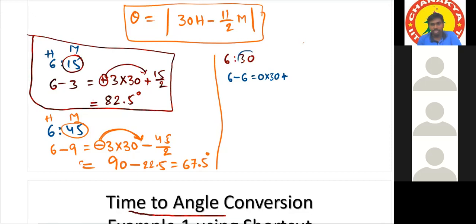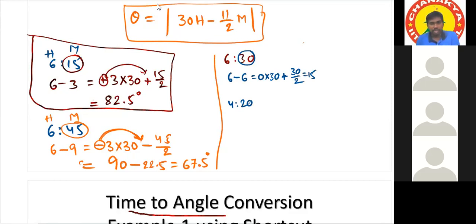But positive, how much? Sir, 30 by 2, minutes by 2, 15 degrees. So the answer is 15 degrees. 0 plus 15 degrees. But in actual 4:20, sir, in actual there's no gap between those two, right? No gap will be there.